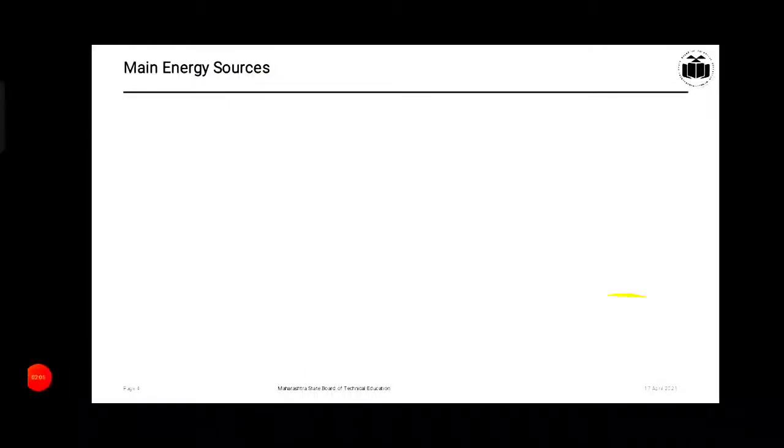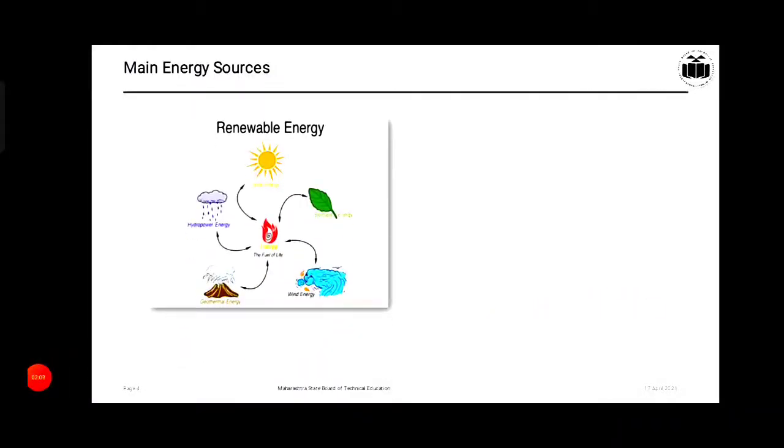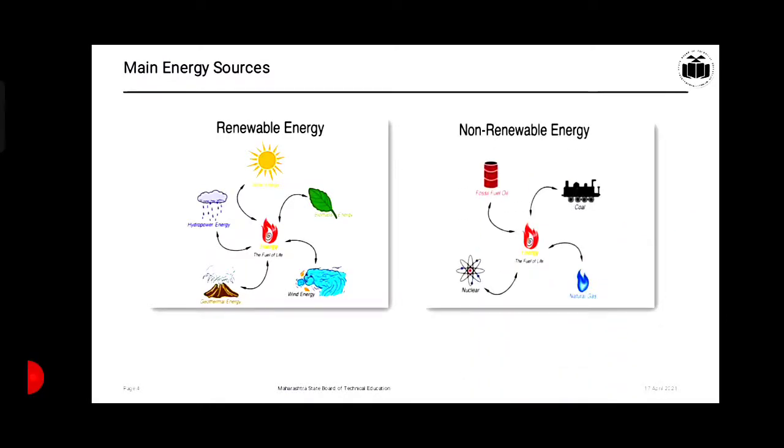So, main energy sources. We know that energy sources are classified into two main types. One is renewable and another is non-renewable, and the interconversion between the different forms takes place in both the renewable and non-renewable energy forms. Here the diagram shows the different types of conversion of energy from one form to another.